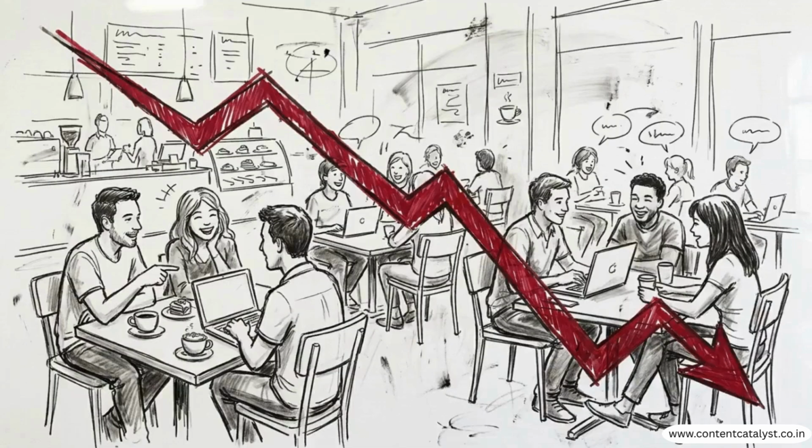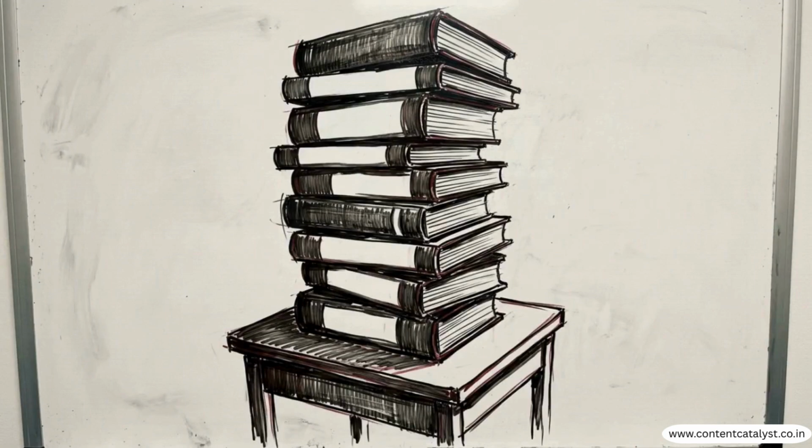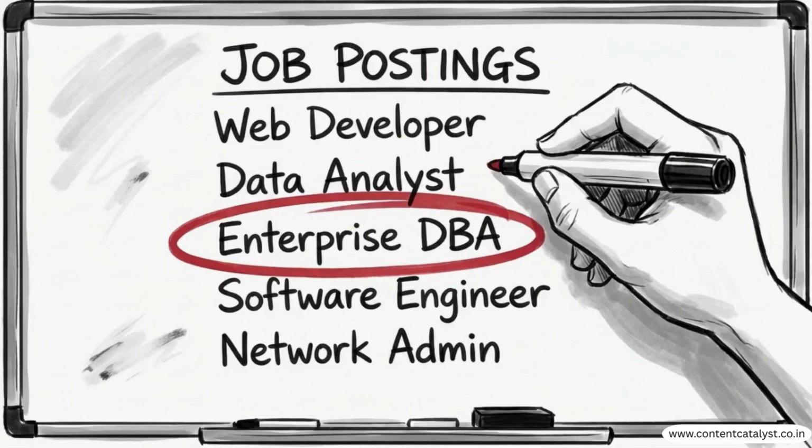But here is the core sacrifice. Choosing Oracle means giving up the vast, easy-to-read community support forums you get with open source. Instead, you'll be reading dense, highly technical enterprise documentation. Selecting between these databases isn't about finding the objectively best software. It's about matching the software's inherent friction to your ultimate career goal.